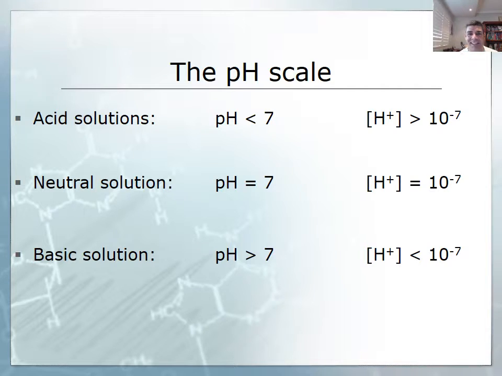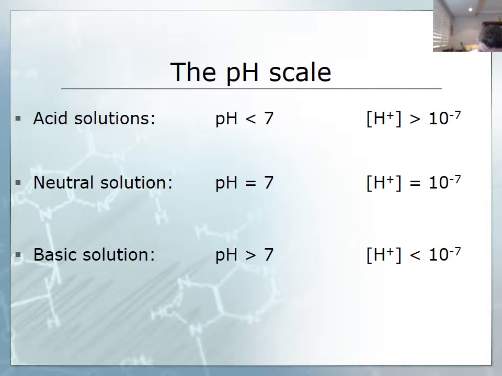Acid solutions have a pH that is less than 7, where the H+ concentration is greater than 10 to the minus 7. Neutral solutions, we know that water ionizes into H+ ions and OH- ions, and each of those has a concentration of 10 to the minus 7, and hence the pH of neutral solutions is 7. Anything that has a lower concentration of hydrogen ions, less than 10 to the minus 7, is going to have a pH that's above 7.